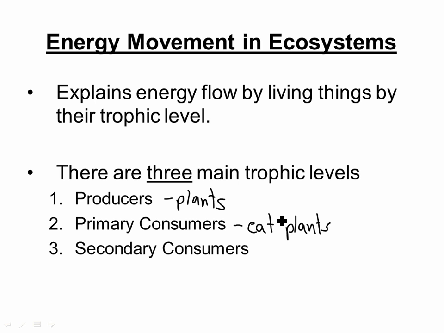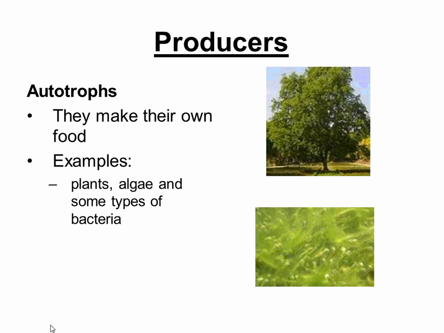Secondary consumers eat other animals. Okay? All right? Producers are the plants. Primary consumers, primary means initial, first, eat the plants, and secondary consumers eat other animals. Yes? Sure, yes. We'll get to the intricacies in a moment. That was just the simplest way to define it.